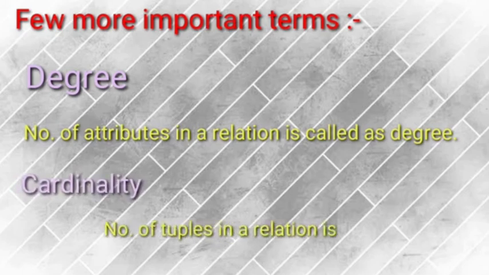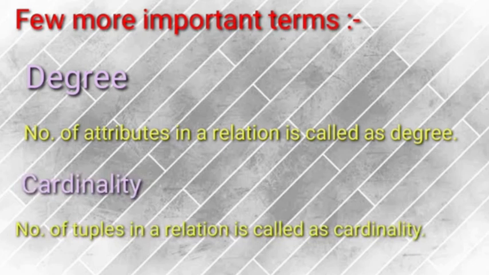In the same way we can determine the cardinality of a table. Cardinality is determined by counting the number of tuples in a relation, or the number of rows in a relation. For example, if you have filled the details of 5 students, it means the table has 5 rows, 5 tuples, so that will be called the cardinality. So cardinality will be 5 in that case.